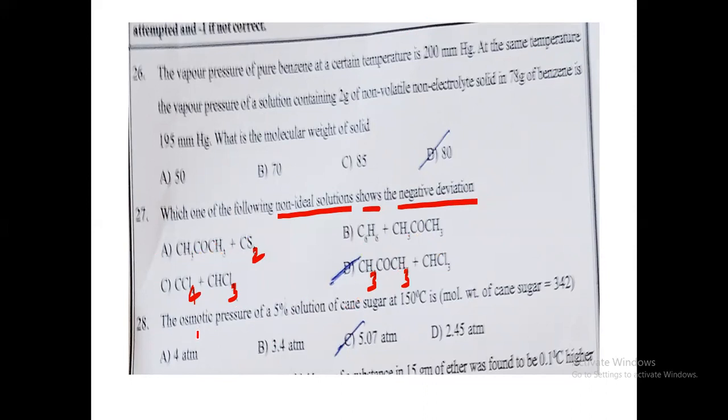Next one: the osmotic pressure of a 5% solution of cane sugar at 150 degrees Celsius. What is asked to calculate here? Osmotic pressure. So 5% is W by V percentage. Remember, W by V percentage is taken here, meaning W by V percent of cane sugar solution is given.